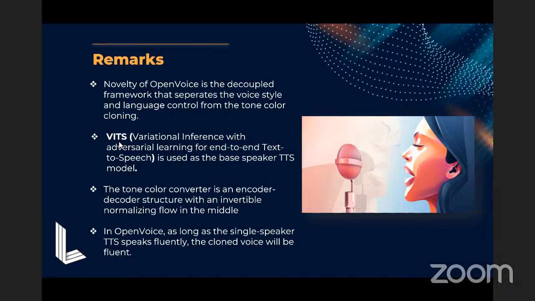Another point is that they have used VITS, the variational inference with adversarial learning for end-to-end text-to-speech, as their base speaker text-to-speech model. And the tone color converter is, again, not something new that they invented. It's an encoder-decoder structure with an invertible normalizing flow in the middle. Abdullah, I guess he explained it very well.